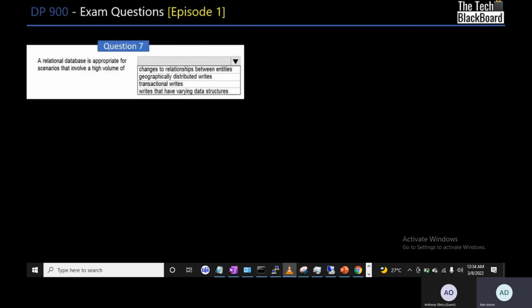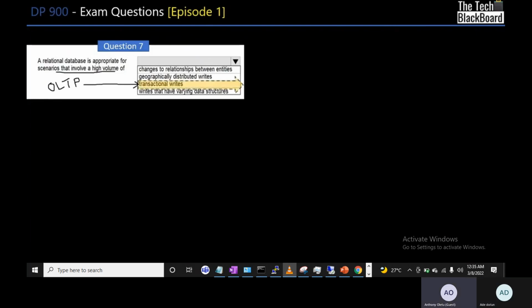So this one is talking about a relational database. Now it's appropriate to a scenario that involves a high volume about varying data structures. I don't know whether that's correct. That's what I will choose. Okay, so you have gone with that one. Yeah, that's what I'll go for. Right, I have varying data structures, so you can relate them together.